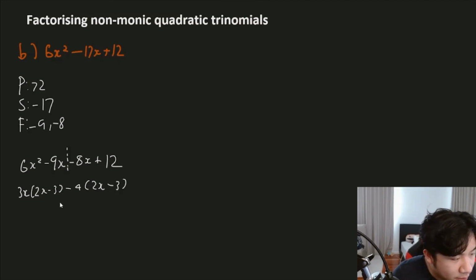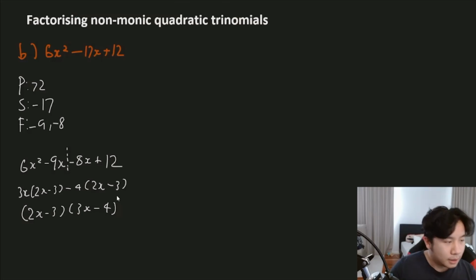And then from here, you can factorize 2x minus 3 out. So 2x minus 3 times 3x minus 4. And that's it.